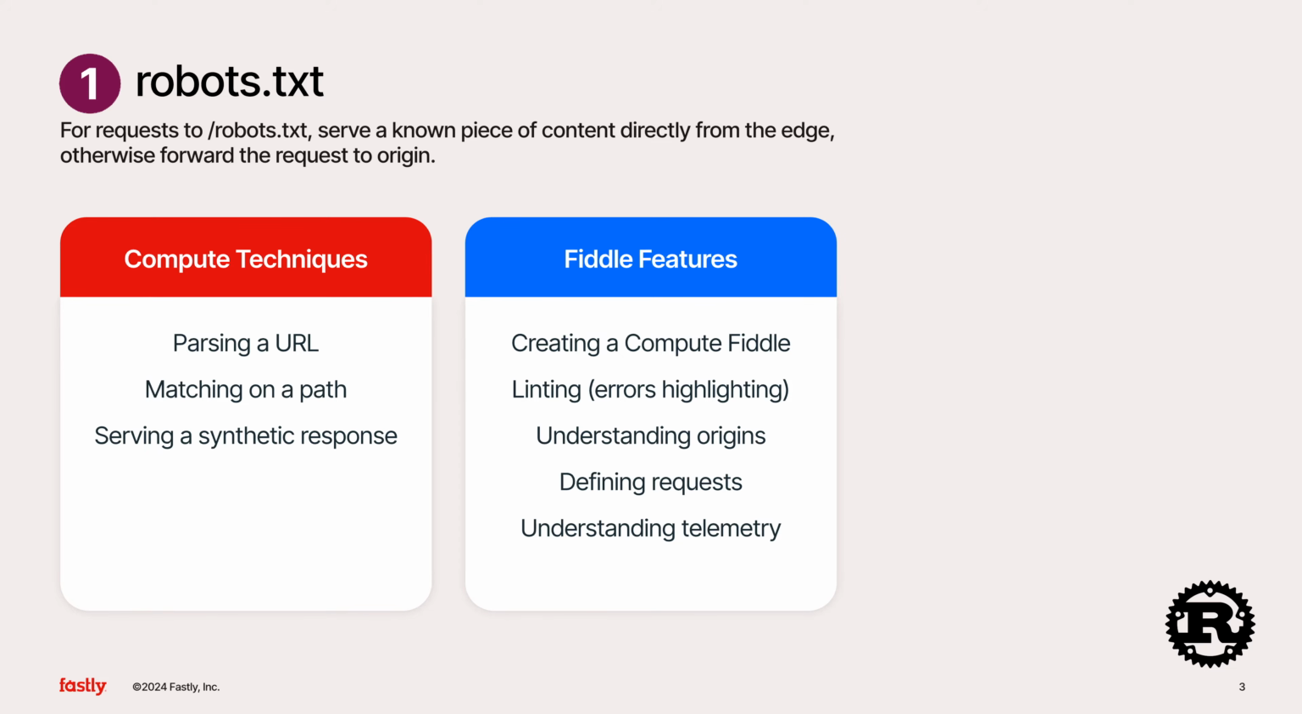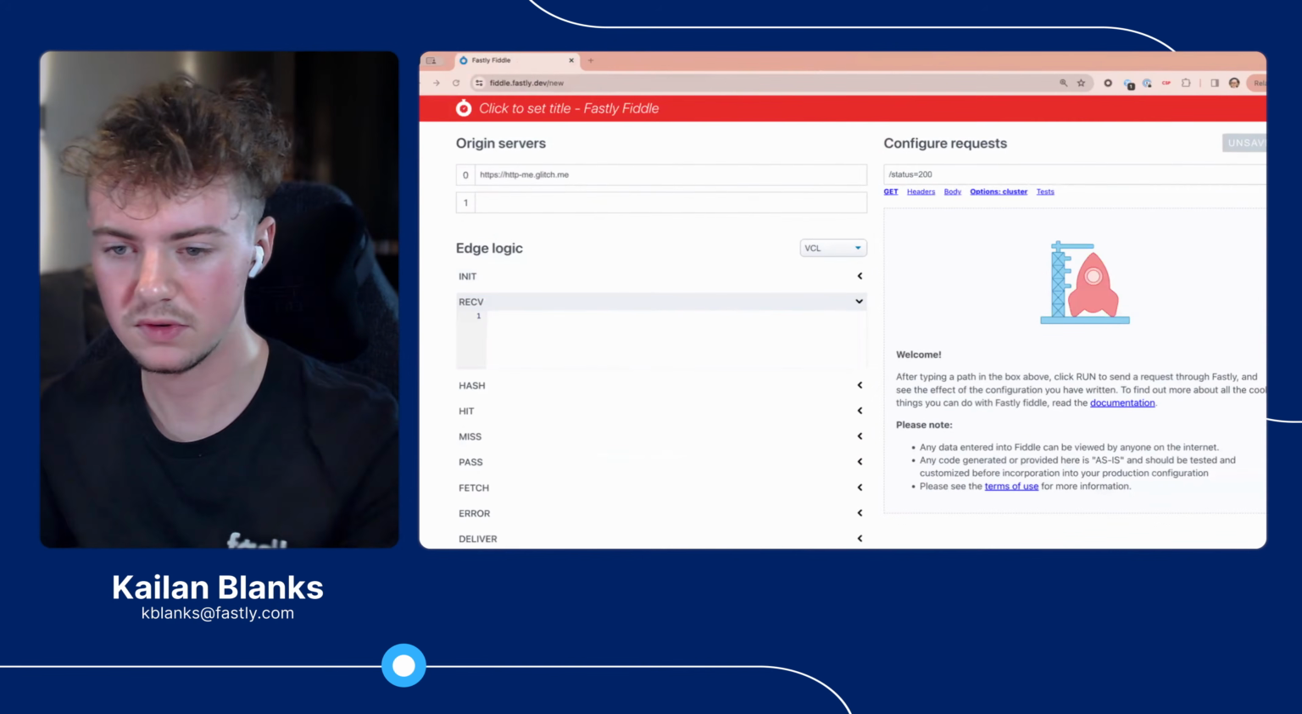So we're going to look at some important features, the number one most important feature, which is creating a new fiddle. So we'll create a fiddle. We'll explore how the errors are highlighted as you type to assist with development. And we'll also look at defining the origins, the requests, and we'll look at understanding the telemetry that is generated by the application to help you debug. So yeah, we'll just get straight into it.